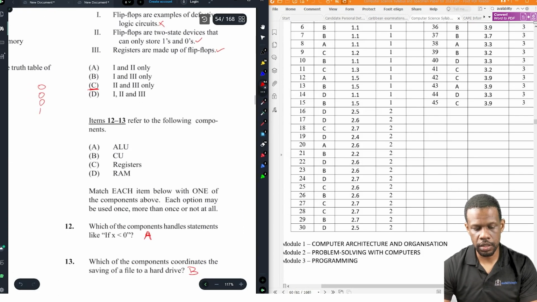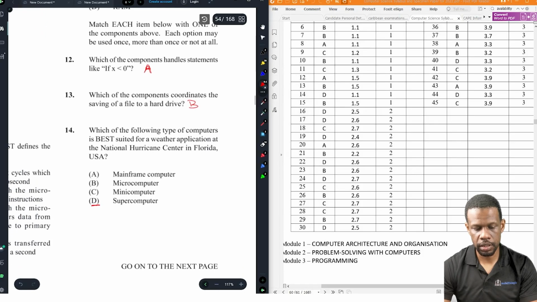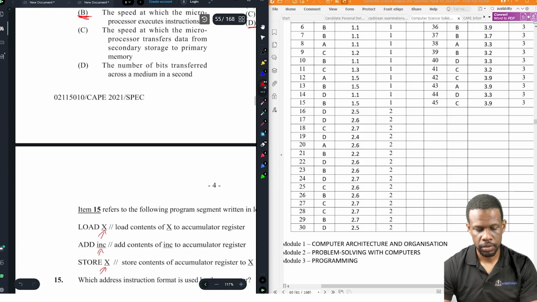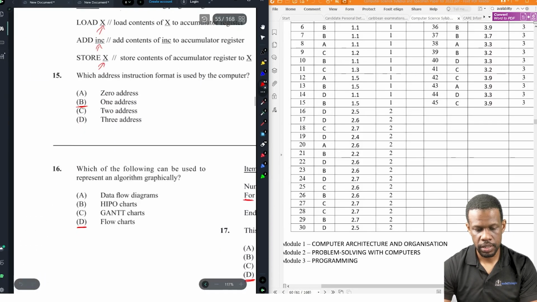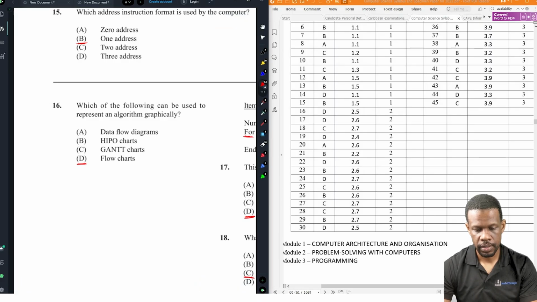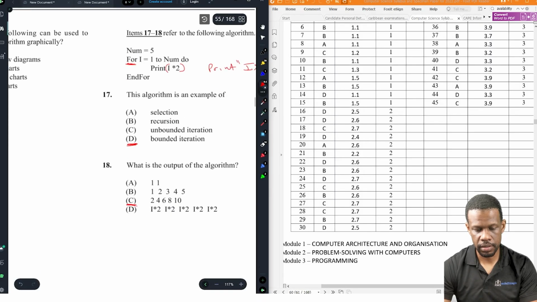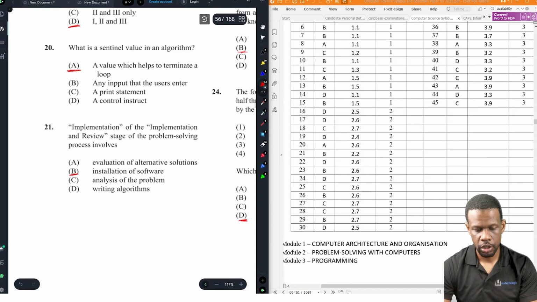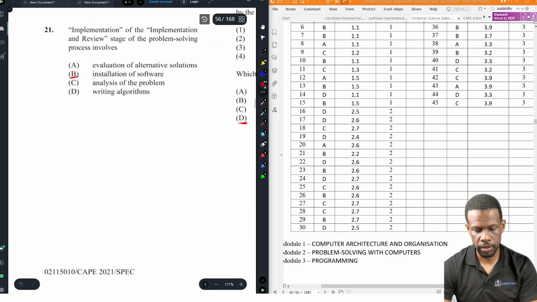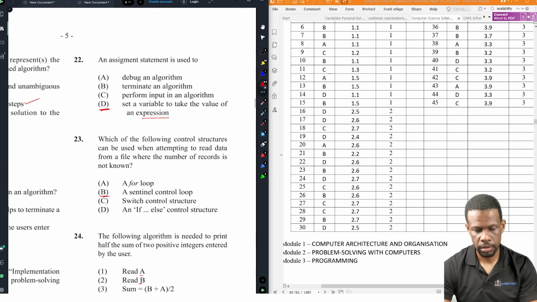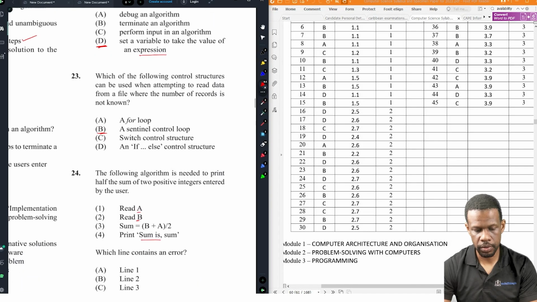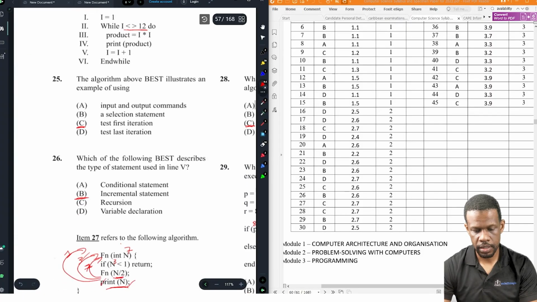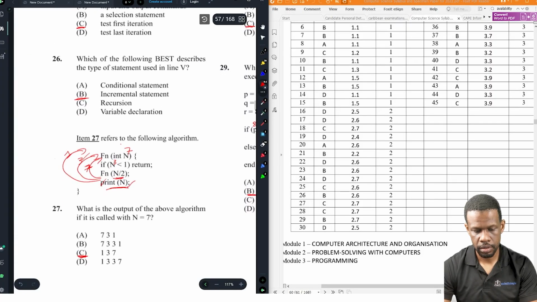11 is C, 12 is A according to them, 13 is B according to them, 14 D. Alright, so far we're in sync. 15 B, 16 D, 17 D, 18 C, 19 D, 20 A, 21 B, 22 D, 23 B, 24 D, right, 25 C, 26 B, 27.